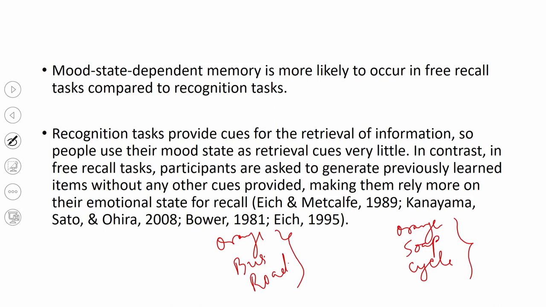Generally, mood state dependent memory is more likely to occur in free recall. When you are freely recalling, the mood state becomes a cue to remember those things. In recognition, because the cue is already given in the word itself, mood may not influence much. Recognition tasks already provide cues for retrieval of information, like if the list has that word itself, so people use their mood state as a retrieval cue very little. In contrast, in the free recall task, participants are asked to generate previously learned items without any other cues provided. So then mood becomes a cue and helps to recall whatever items.